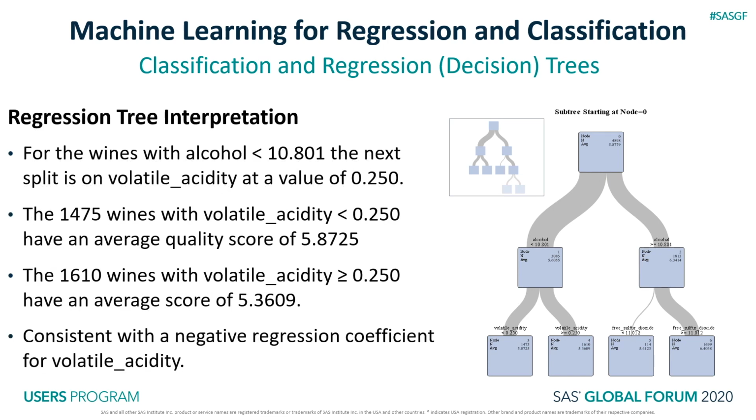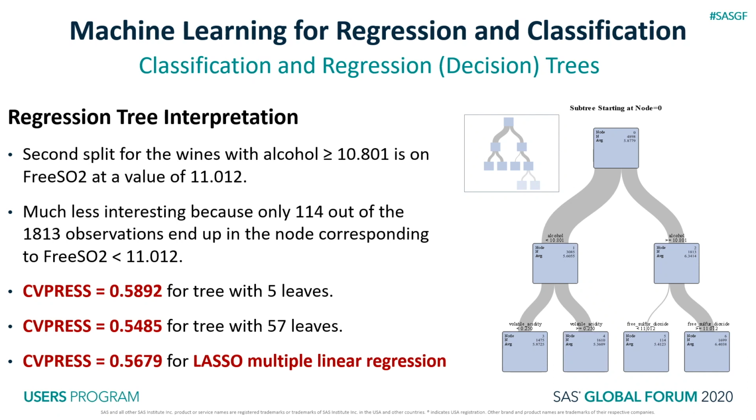For the wines with alcohol content less than 10.8%, the next split is on volatile acidity at a value of about 0.25. The 1,475 wines with volatile acidity less than 0.25 had an average score of 5.8725, and the 1,610 wines with volatile acidity greater than or equal to 0.25 had a slightly lower average score of 5.3. This is consistent with a negative regression coefficient for volatile acidity.